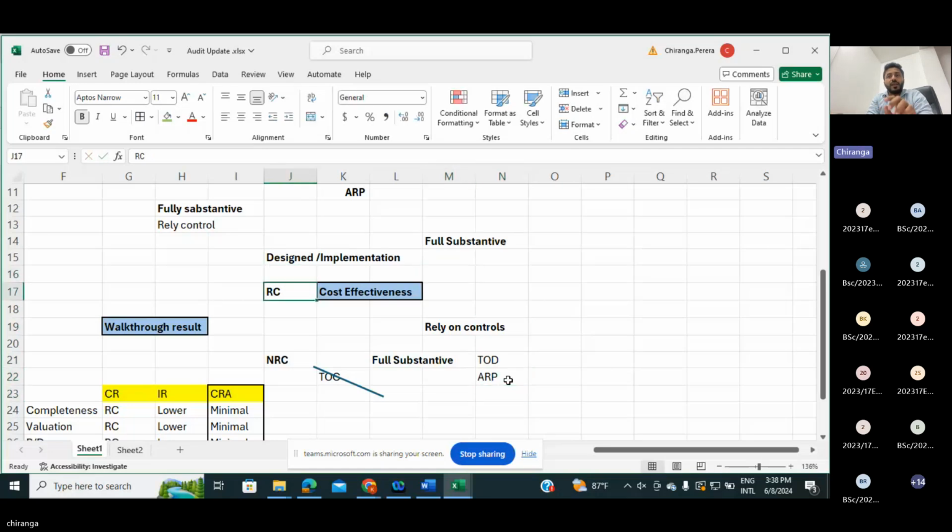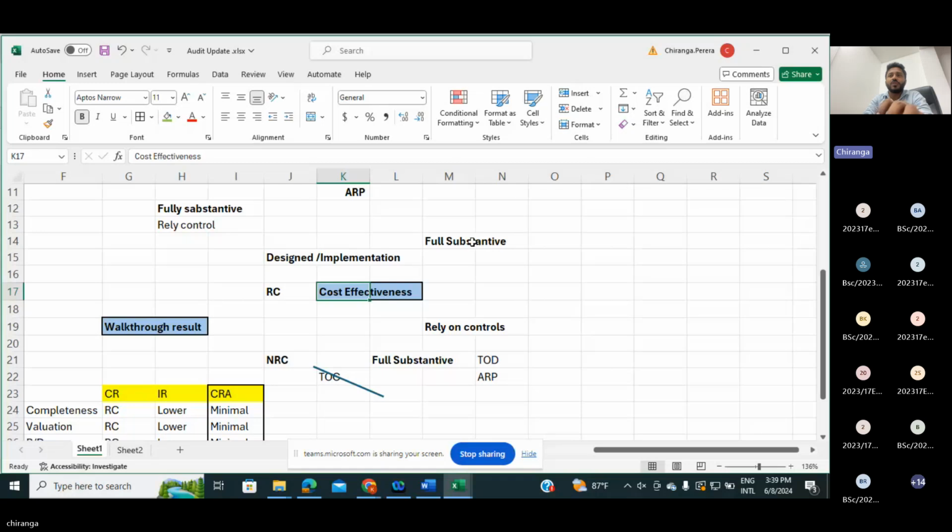But the matter is, if it is rely on control, we can still use the full substantive or the rely on control approach. Then you can ask, why is that? What's the reason, if it is rely on control, but still you are going to do a full substantive approach? Cost effectiveness. According to cost effectiveness, no need to test TOC. We can straight away go to full substantive verification. So there's no point doing TOC. If it is so, we can move to full substantive.